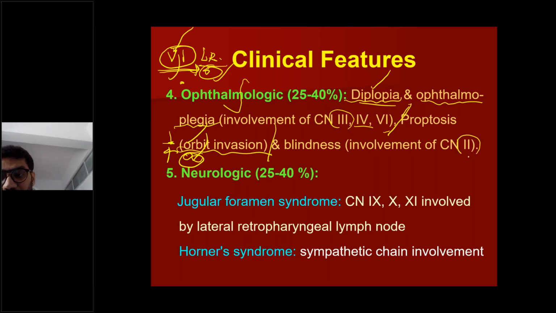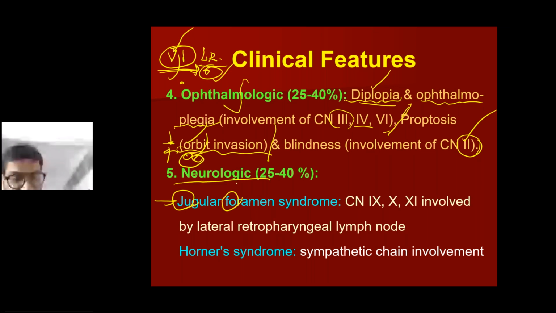Blindness can be there because of involvement of the second cranial nerve. You should keep it in mind. What are the neurological complaints possible? Jugular foramen syndrome. I call it Jaffa syndrome for remembrance. You can remember it as cranial nerves 9, 10, and 11 being involved by the lateral retropharyngeal lymph node.